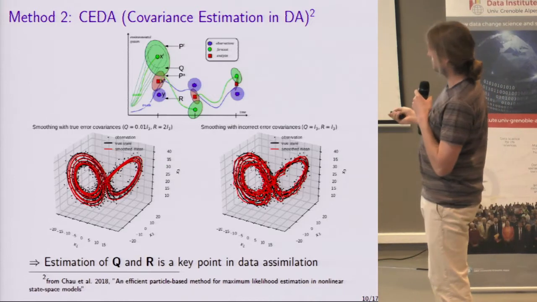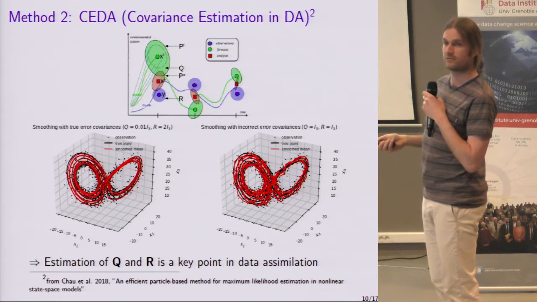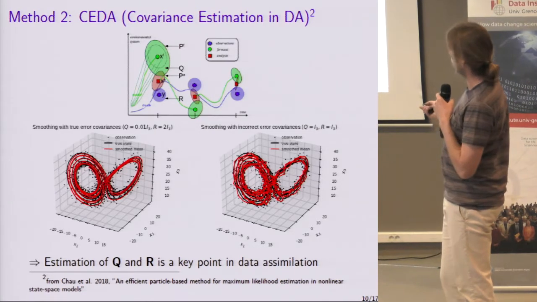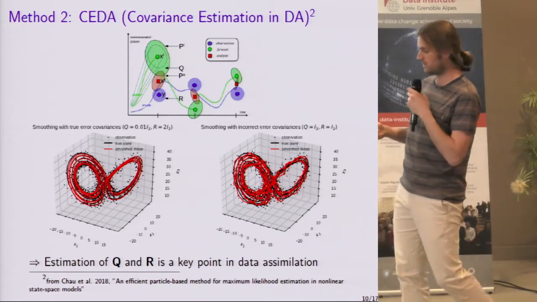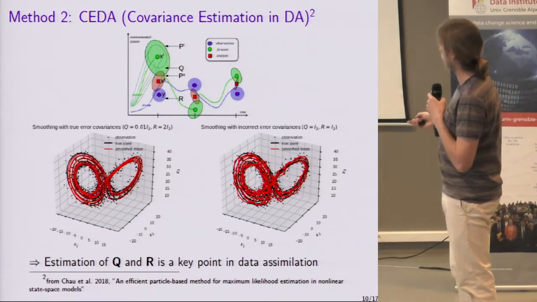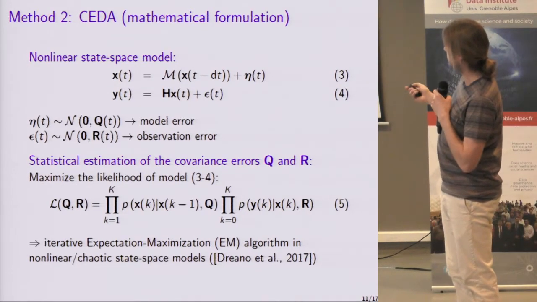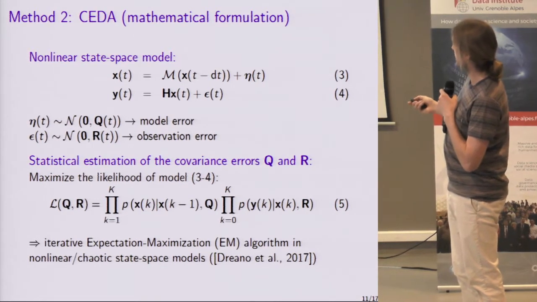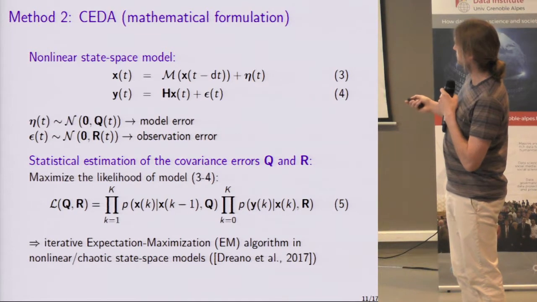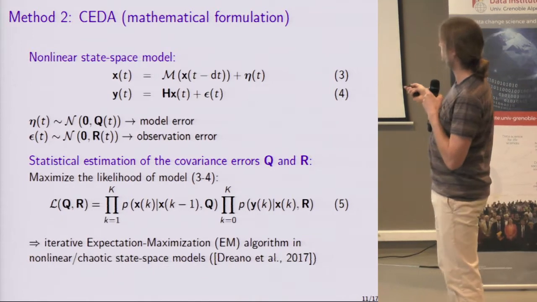And if we use good Q and R, we can get very good results of reconstruction. And if we use bad Q and R, we can get this kind of reconstruction. So this is really a key point of data assimilation. If I come back to my model in data assimilation, you see that Q and R, which are my two covariances here, are controlling a Gaussian and additive noise in my two equations.